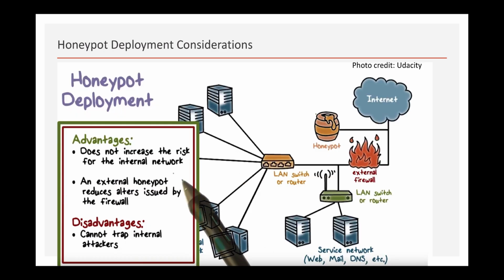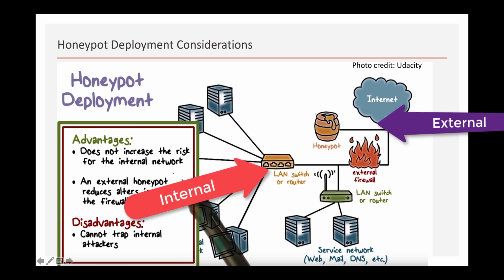And there are different deployment options out there for your honeypot. I borrowed this image from Udacity. As you can see, you can put a honeypot right at the external side, before your external firewall, or you can put a honeypot anywhere in your network. And there are advantages and disadvantages to that.